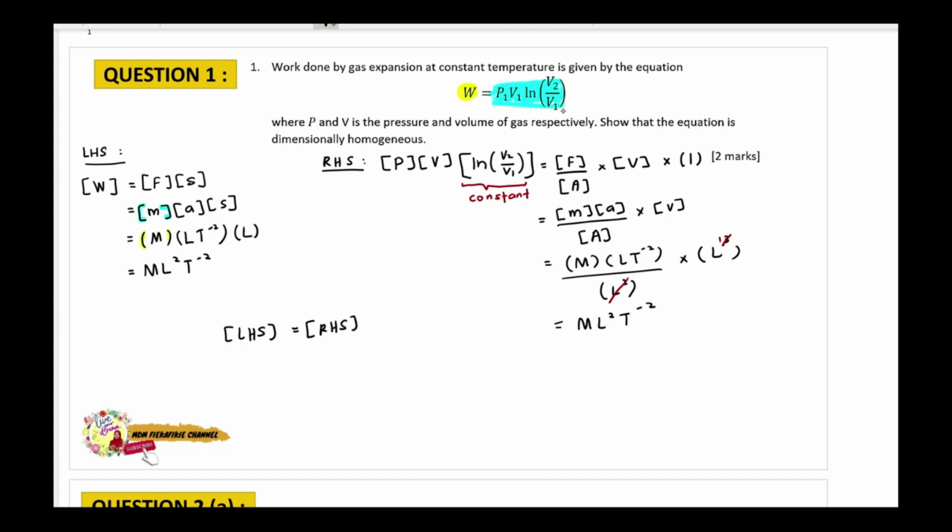Okay, so we can say that here, since dimension of left hand side is equal to dimension of right hand side, therefore the equation is dimensionally correct. Ataupun kita sebut kat sini dimensionally homogeneous.